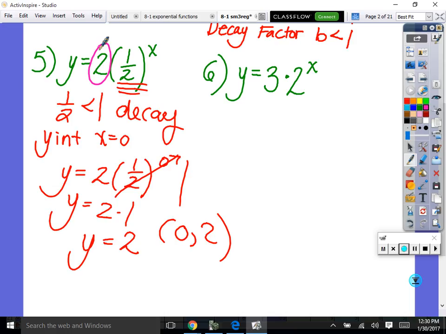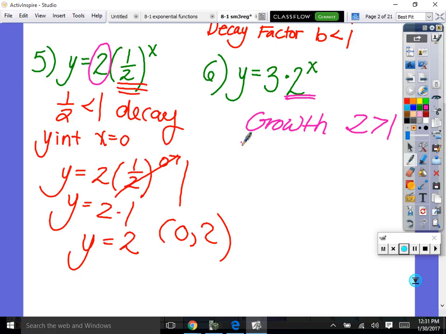Okay, looking at number 6, is this exponential growth or decay? Remember, 3 does not affect the answer whatsoever for growth or decay. This is growth, and you'd say it's growth because 2 is larger than 1. So this is getting exponentially larger, which makes sense. Let's plug in a 1 just for fun to think about it. 3 times 2 to the first. Isn't 2 to the first 2? 3 times 2 is 6. So do you see how if we start at 3, we would then go up to 6? So it's getting larger exponentially.